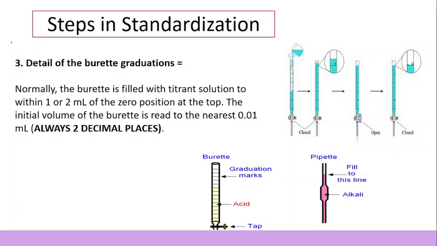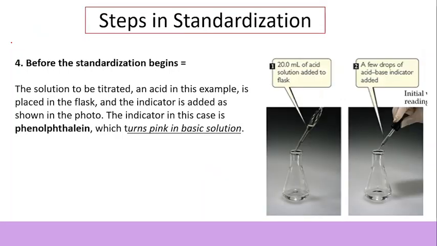Next, the detail of the burette graduation is that normally the burette is filled with titrant solution to within 1 or 2 ml of the zero position at the top. Again, do not forget, within 1 or 2 ml of the zero position at the top, the initial volume of the burette is read to the nearest 0.01 ml and is always in 2 decimal places.